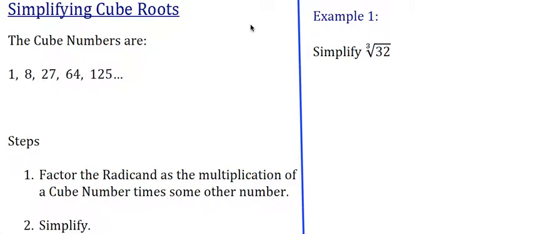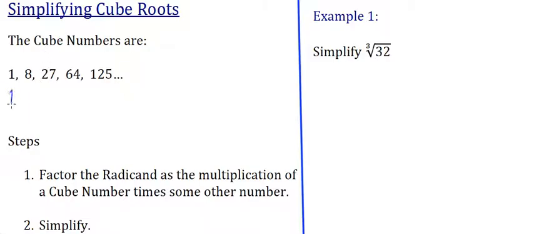This video is about simplifying cube roots. In order to do that, we must first understand what the cube numbers are. The cube numbers are 1, 8, 27, 64, 125, and so on. Where do they come from?